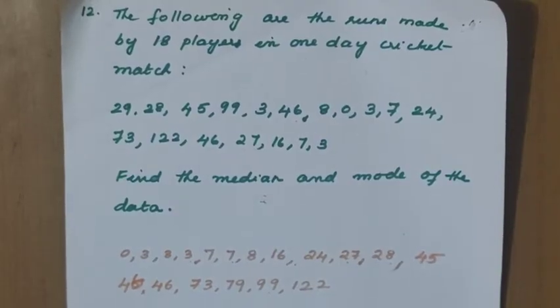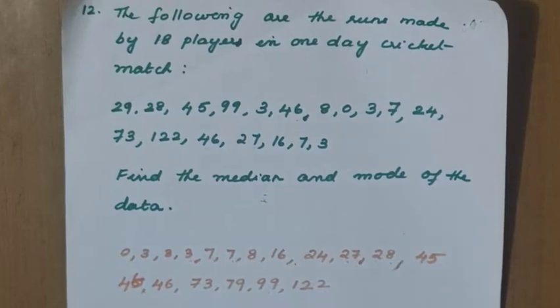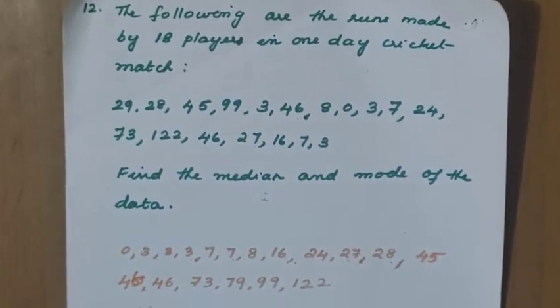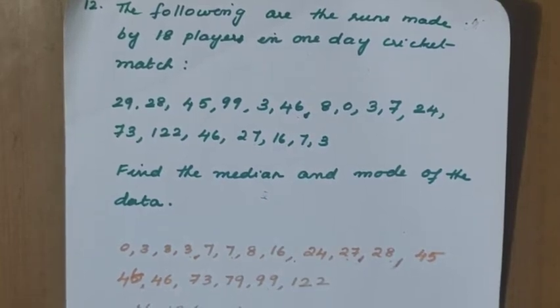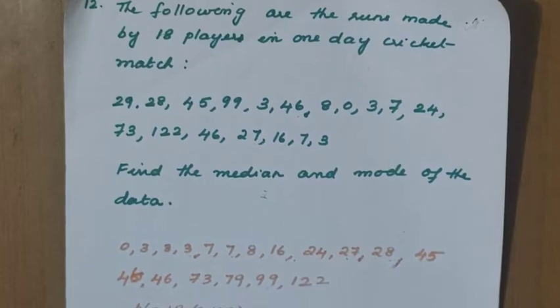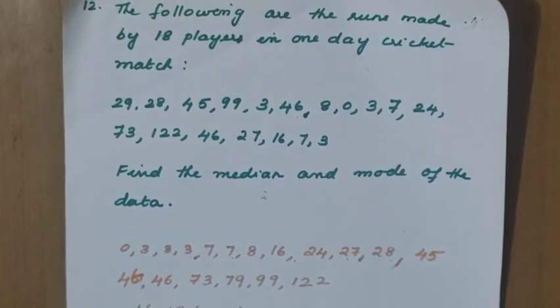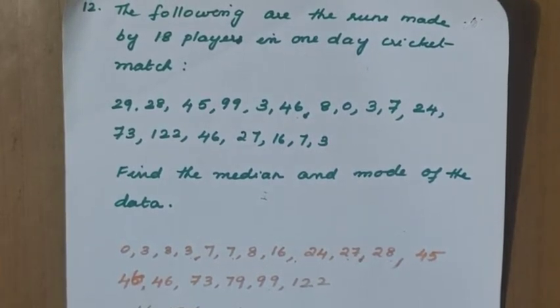Children, we completed the sample paper's first part, that is, 11 questions we have solved. Now from the 12th question onwards. The following are the runs made by 18 players in a one day cricket match: 29, 28, 45, 99, 3, 46, 80, 37, 24, 73, 122, 46, 27, 16, 7, 3. Find the median and mode of the data.